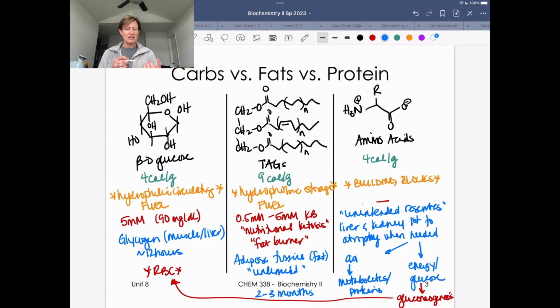Okay, so that's hopefully an overview of carbohydrates and lipids, specifically triglycerides and glucose, and a comparison to what we're going to see with proteins. Remember that proteins are not intended to be a fuel. They can be broken down at 4 calories per gram, but the purpose of protein consumption is as building blocks to make lots of other proteins or other metabolites.